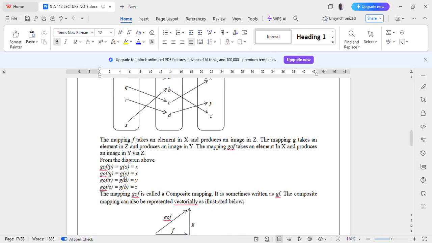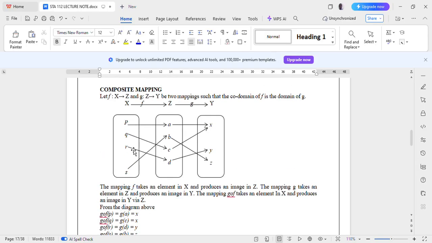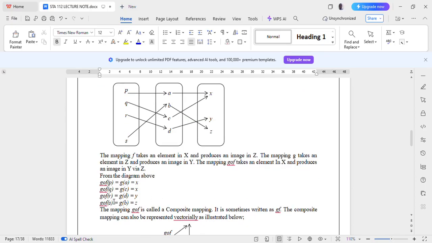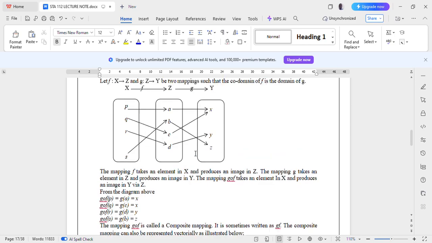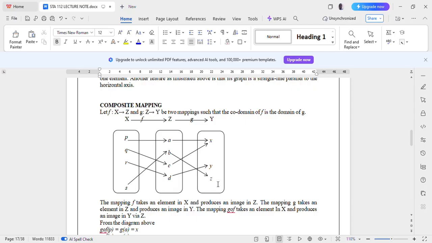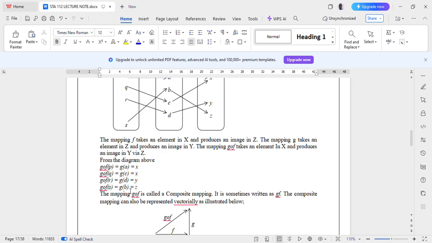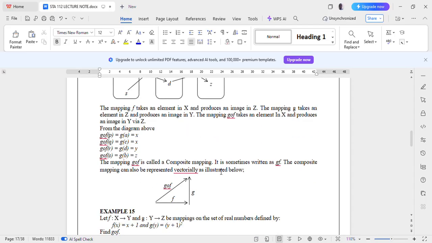So that is the mapping. Look at p, now for q, c and x as well, and for r, d in z and z in y. For s, the image is in z and z in y. So the mapping is called a composite mapping. It is sometimes written as gf. The composite mapping can also be represented as illustrated below.